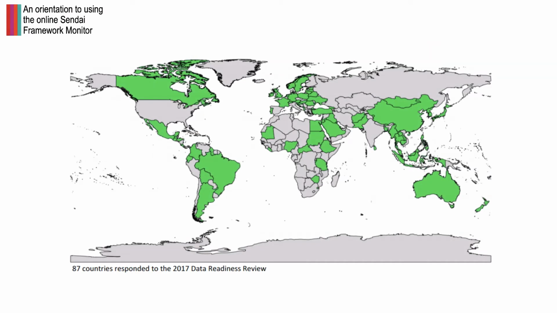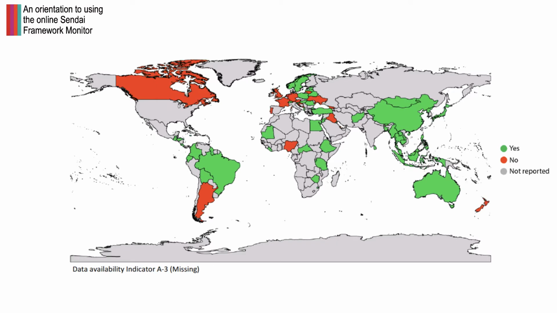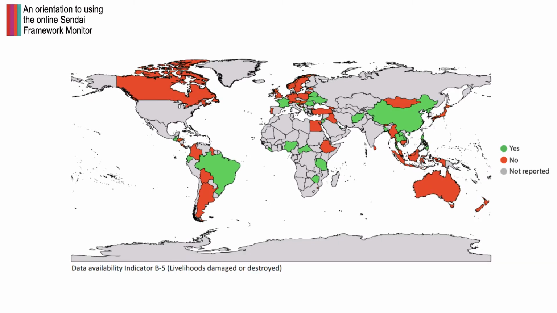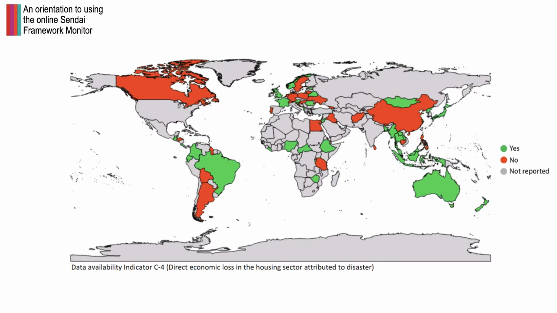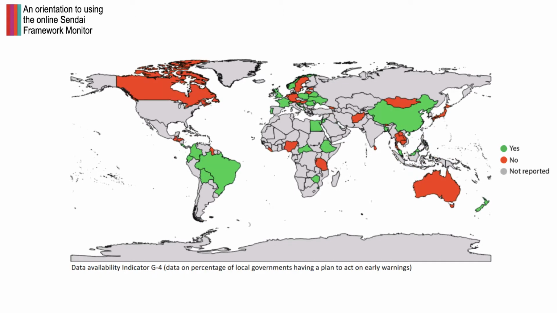87 countries contributed to this assessment globally, with 25 from the Asia and Pacific region. The key finding from this review was that no country in the world currently has all the data required, and no country expressed that all data was available or feasible for them.